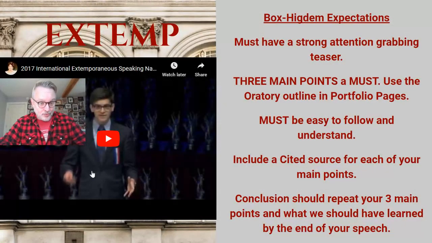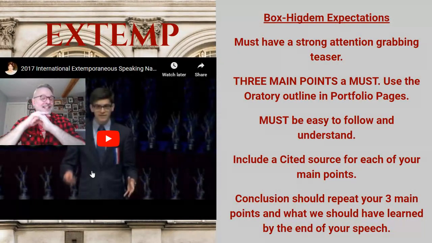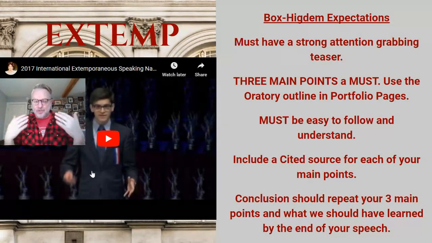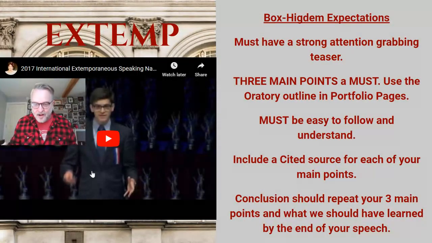Then you take us through the roadmap, the 3 main points. Those are a must. You must have 3 main points. And you'll use that oratory outline in your head, and you'll write it into a journal. It makes it easy to understand and easy to follow. It gives you kind of a memory type thing because you can't have the papers, so it gives you something to work from.